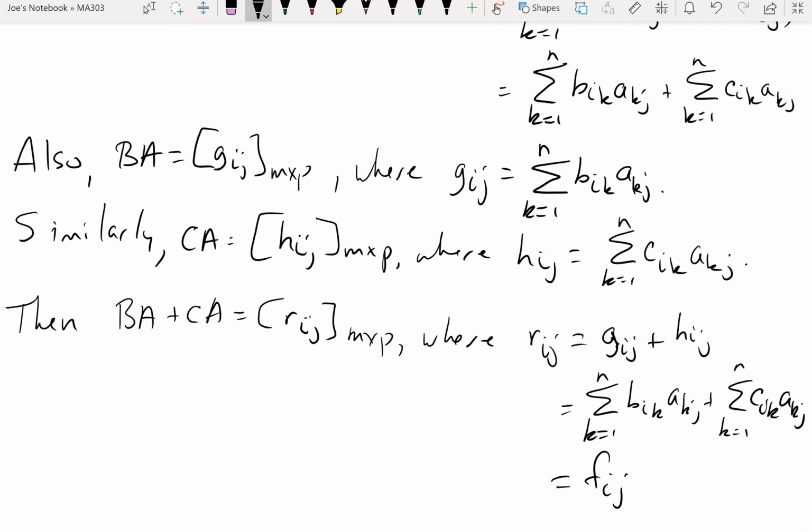So did we just show that the general entries are the same for the 2 matrices? Yes. Did we say that they had the same size? That the 2 matrices had the same size? Yes. So thus, we know that B plus C times A is equal to BA plus CA. Shoo!